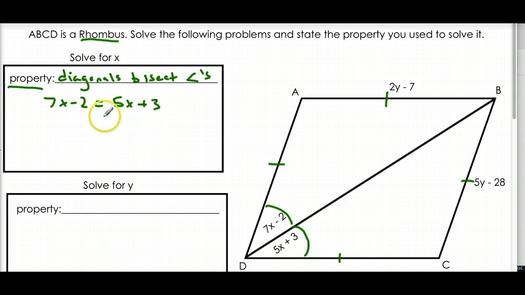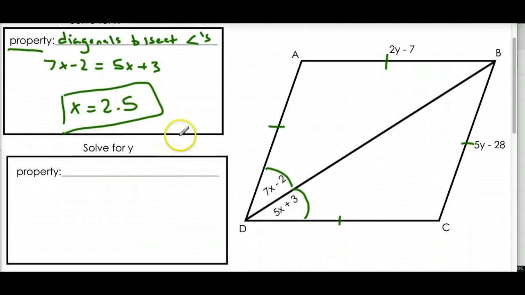Now, if you solve this out, I'd like to see you guys do this, but I don't want to spend too much time doing the algebra. What you should get is x is equal to 2.5. You try the algebra yourself, that's what you should get.